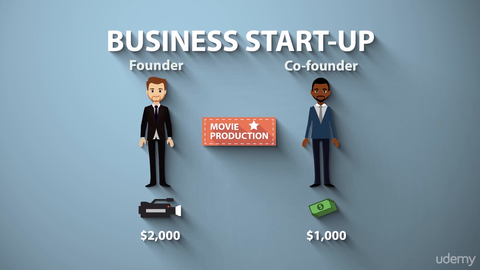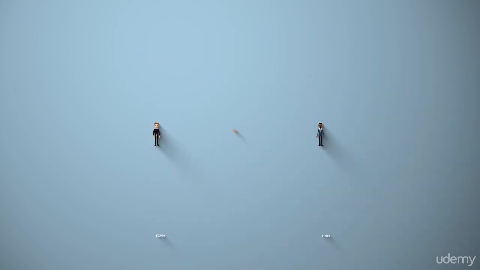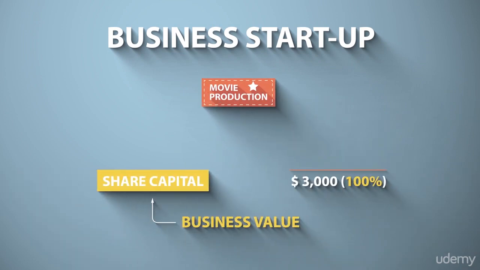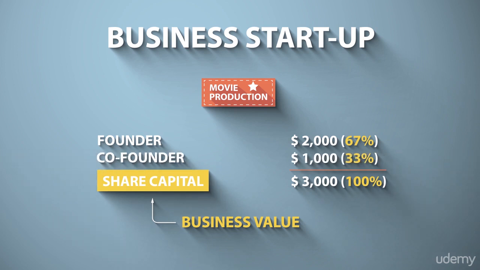We'll be producing movies and selling them to TV channels. Now, the company has a share capital of $3,000, and this is what our business is worth at this stage. We have 67% share of the company, representing the camera that we contributed to the business. The co-founder has 33%, which corresponds to his contribution of $1,000 in cash.